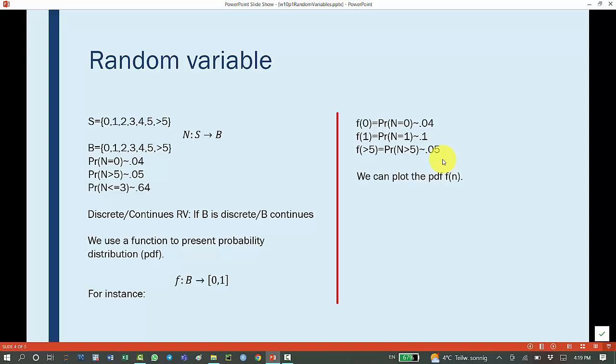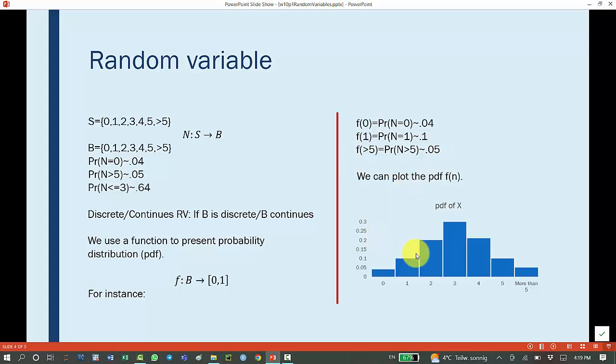In fact, we can plot the PDF or probability distribution of the random variable N as follows, putting the estimated probabilities for each of these outcomes, namely for 0, 1, 2, 3, 4, 5, and more than 5, into a histogram. We can see that the probability distribution is given by this histogram.